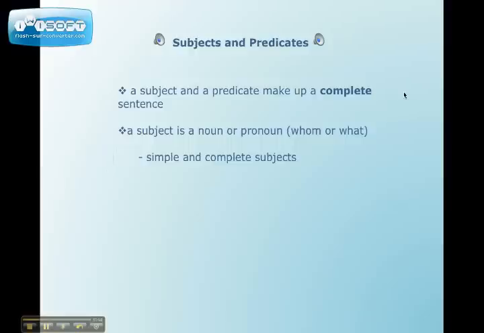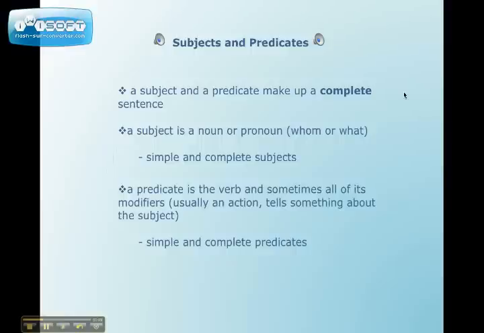Next we have a subject is a noun or pronoun, a whom or what, and it's really the main thing of a sentence, and the sentence is centered around the subject, and there are simple and complete subjects, which I will get to in later slides.